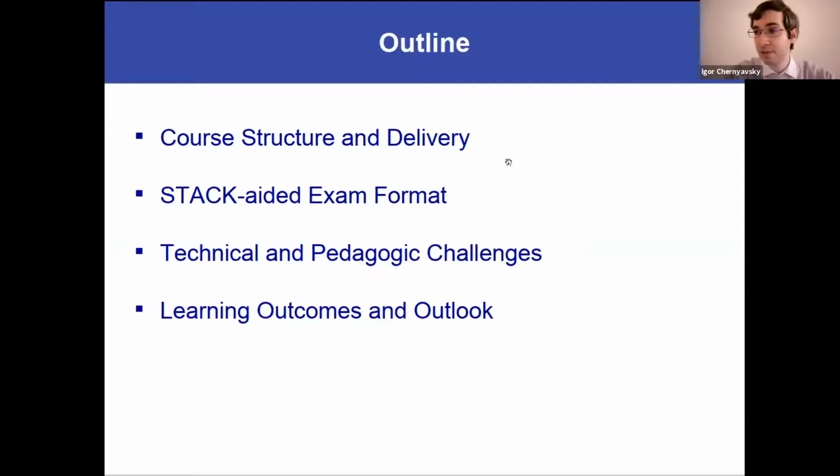Briefly, the structure of what I'm going to talk through, I'll tell you what was the structure of our course unit this year compared to last year, what was the exam and how we organized it, and then I will move to talk about technical and pedagogical aspects of that, and learning outcomes and the outlook.